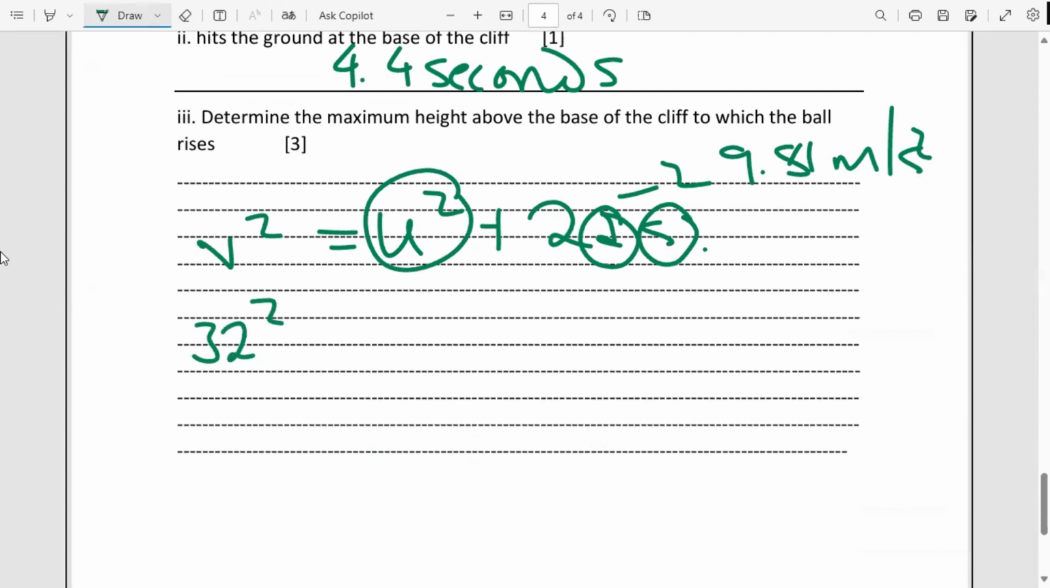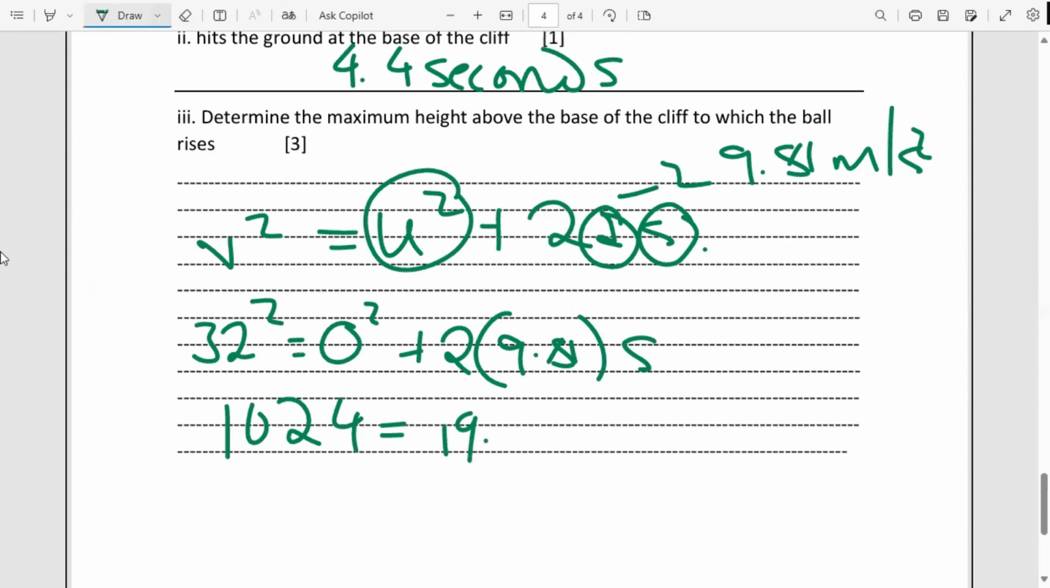So I'm going to say 32 squared will be equal to 0 squared plus 2 multiplied by a, which is 9.81, multiplied by s. We're looking for s here. So 32 squared is equal to 1024, being equal to 2 multiplied by 9.81. This is 19.62s, divided by 19.62, this side also divided by 19.62.